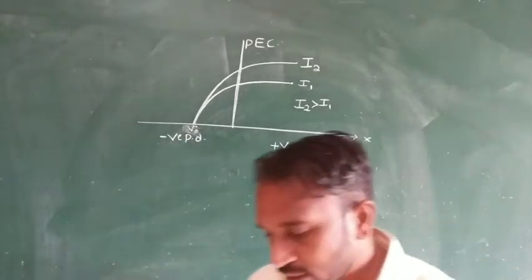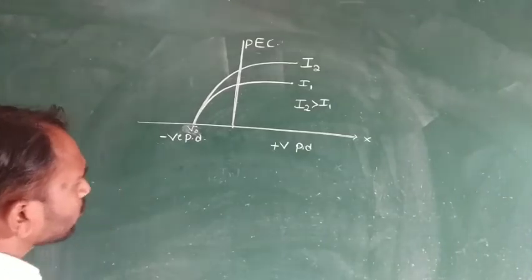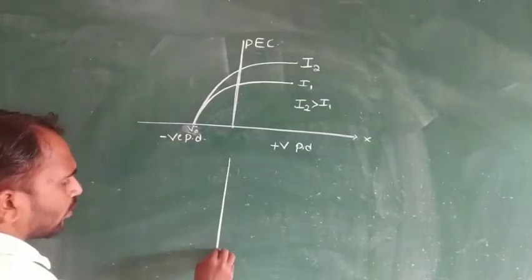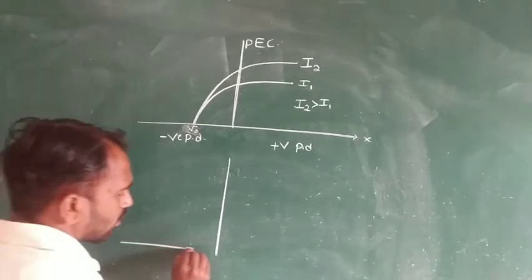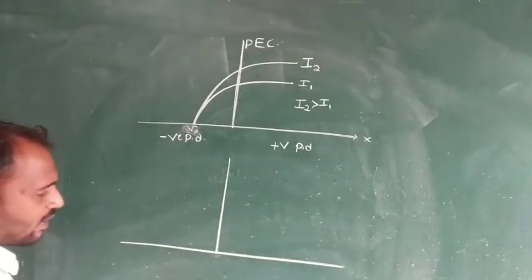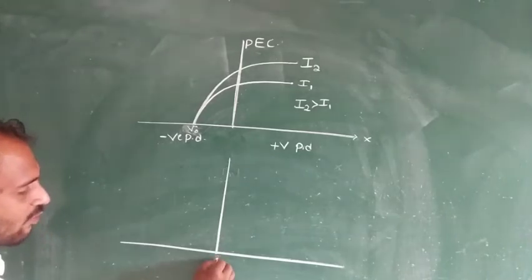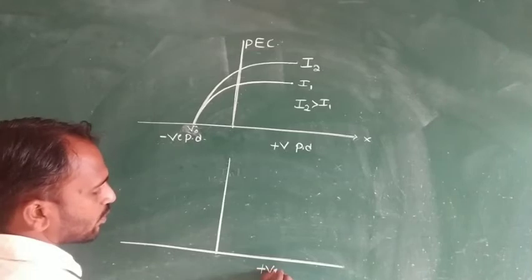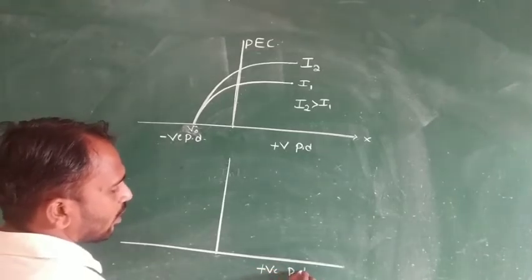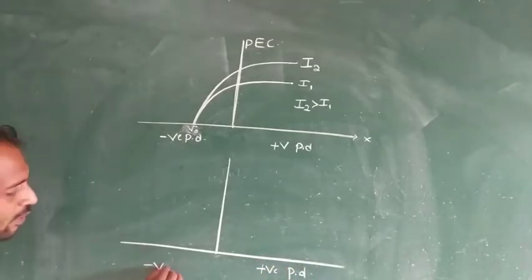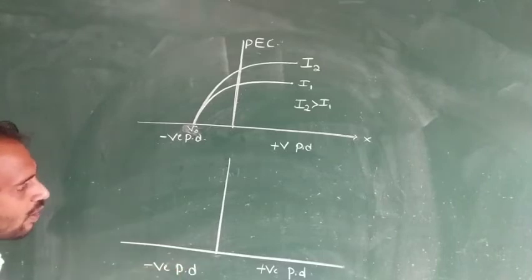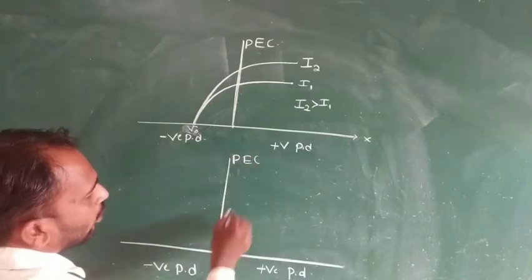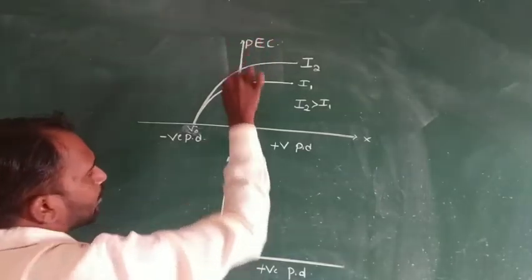So here we consider another graph, frequency versus potential difference. Here also the same thing. Suppose this one is the origin 0, on this side we consider a positive potential difference, and on this side a negative potential difference, and along the y axis is the photoelectric current.